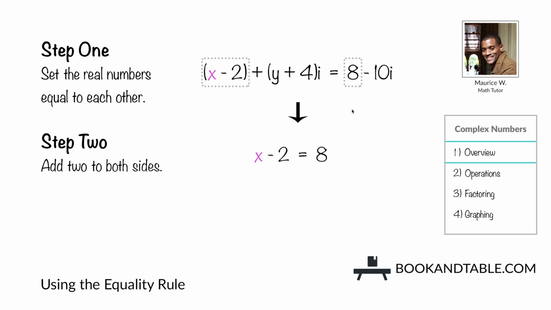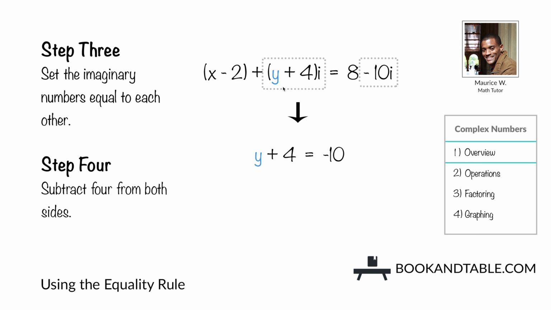So the first thing that we will want to do is step 1, set the real numbers equal to each other. So we have x minus 2 is equal to 8. And now by removing the imaginary numbers from this, we can solve for x. So we'll want to add 2 to both sides to isolate x on the left side. And 8 plus 2 shows us that x would be equal to 10. And now we'll find y separately.